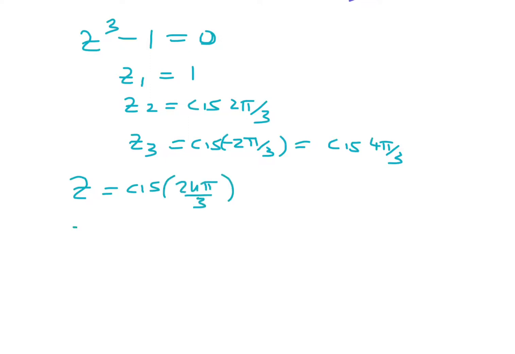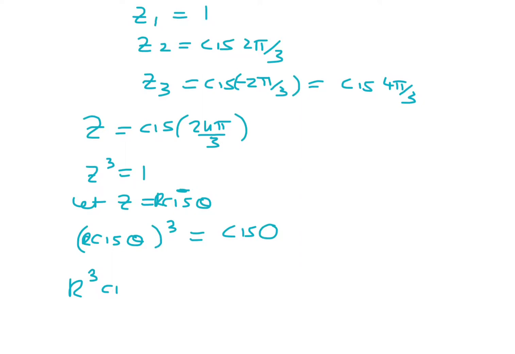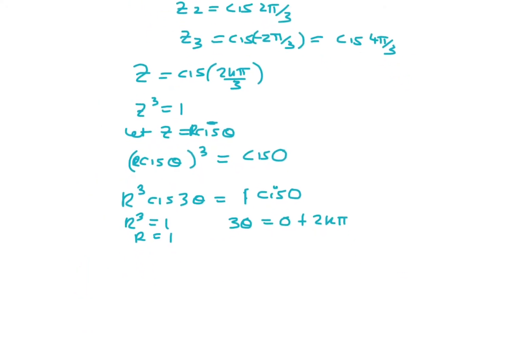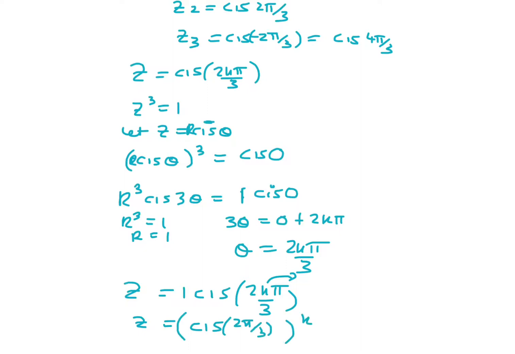Now, I just want to show you that from scratch. If I had z cubed equals 1, and I let z equal r cis theta, then that means that can be written as (r cis theta) to the 3. And on the right-hand side, that 1, that's cis 0. So that means that r cubed cis 3 theta will be 1 cis 0. So r cubed will equal 1, because the moduluses will be equal. r is 1, and 3 theta will equal 0. But if I keep adding on 2 pi, so you go plus 2k pi, so theta is 2k pi on 3. Therefore, the roots are in the form of 1 cis 2k pi on 3, and the k can actually come out the front. So that's (cis 2 pi on 3) to the power of k. And that there is the form of all of the roots.